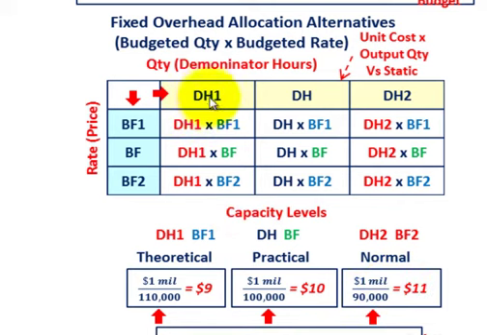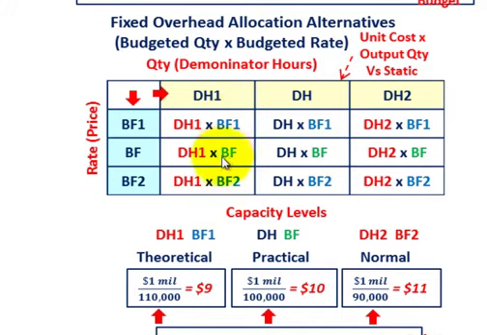But nonetheless, we're going to be looking at this on a graph to understand it. When you're looking at your variance analysis, if you establish your fixed overhead allocation based on the theoretical amount, you can still be looking at different variances based on the rate or price. So if we said we're going to produce at 110,000 hours, DH1, the theoretical amount we can put out in direct labor, we could still be looking at different price variances based on our different prices.